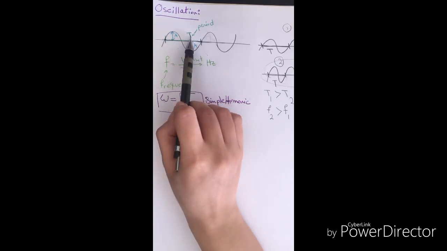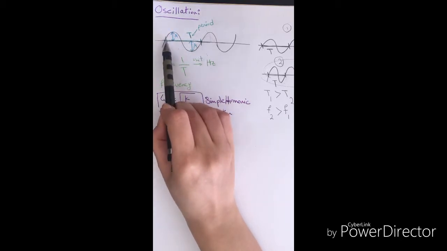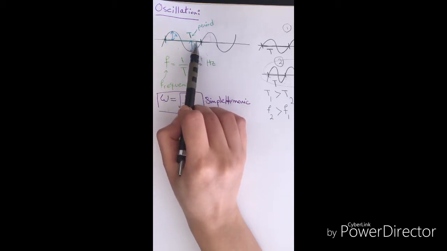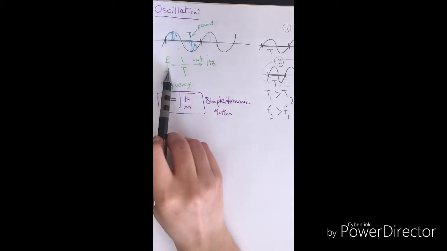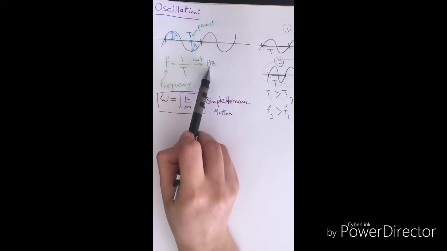Period T, the unit of the period is seconds. From here to here, it's 1 period. From here to here, it's 1 period. Frequency is 1 over T, and the unit of the frequency is hertz.